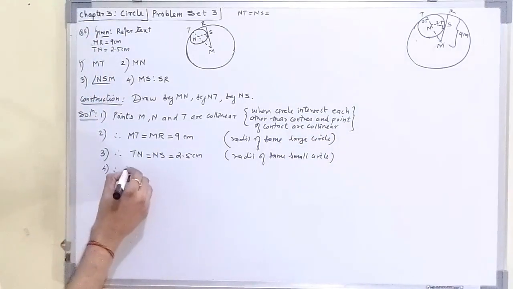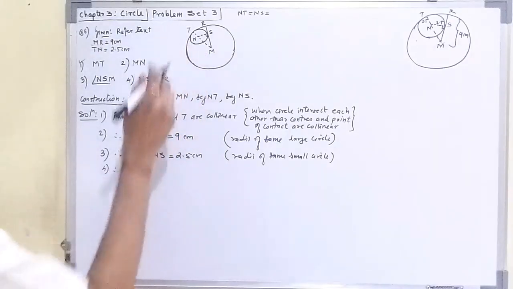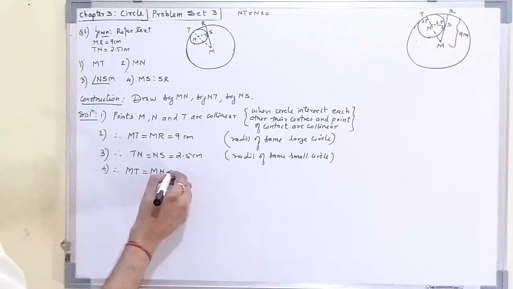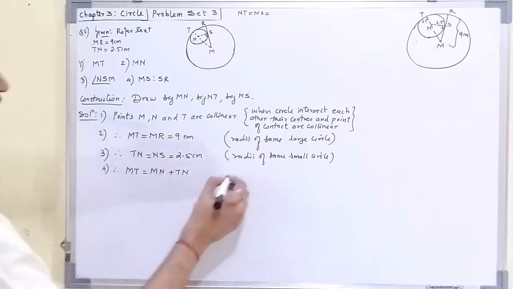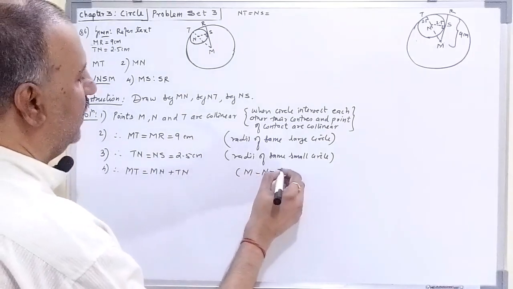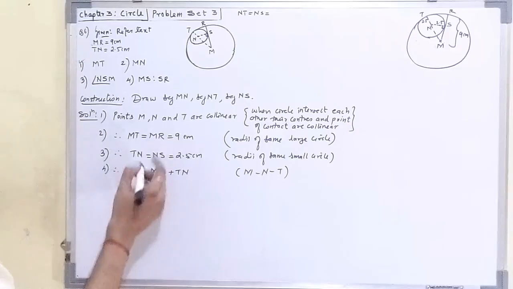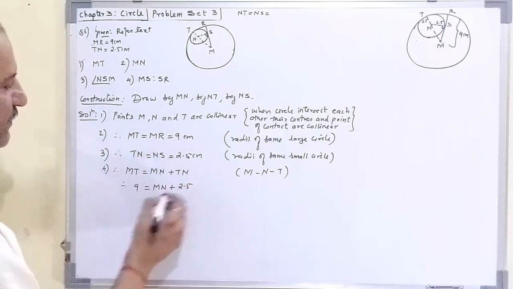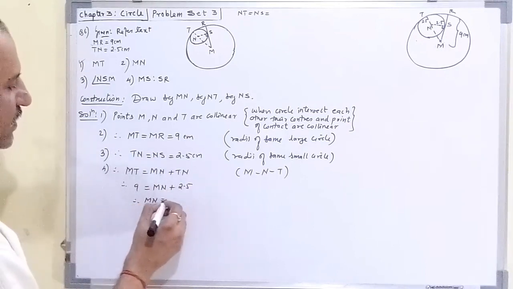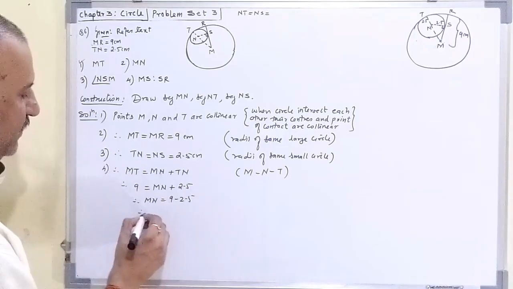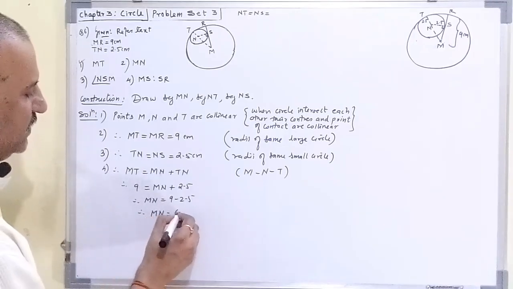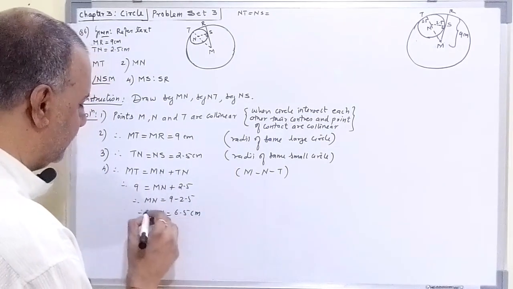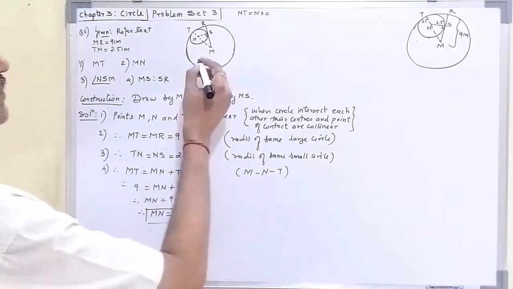Statement number 4. Therefore, what is MT? MT is MN plus TN. MT हमने प्रूव किया 9. MN हमें फाइंड करना है. TN is 2.5. Therefore, MN will be 9 minus 2.5. So MN will be 6.5 centimeters. तो मुझे MN मिल गया.